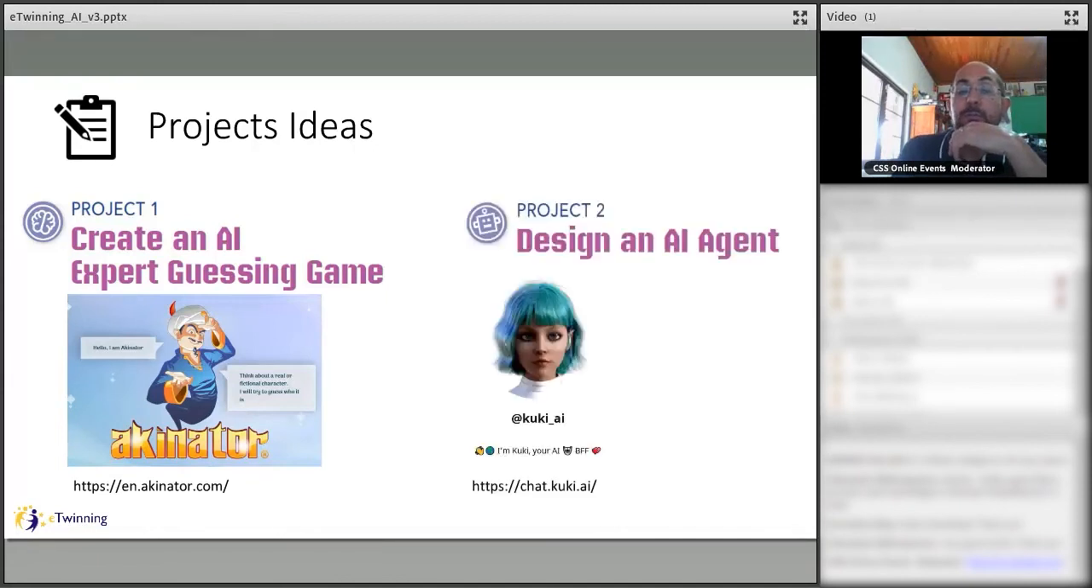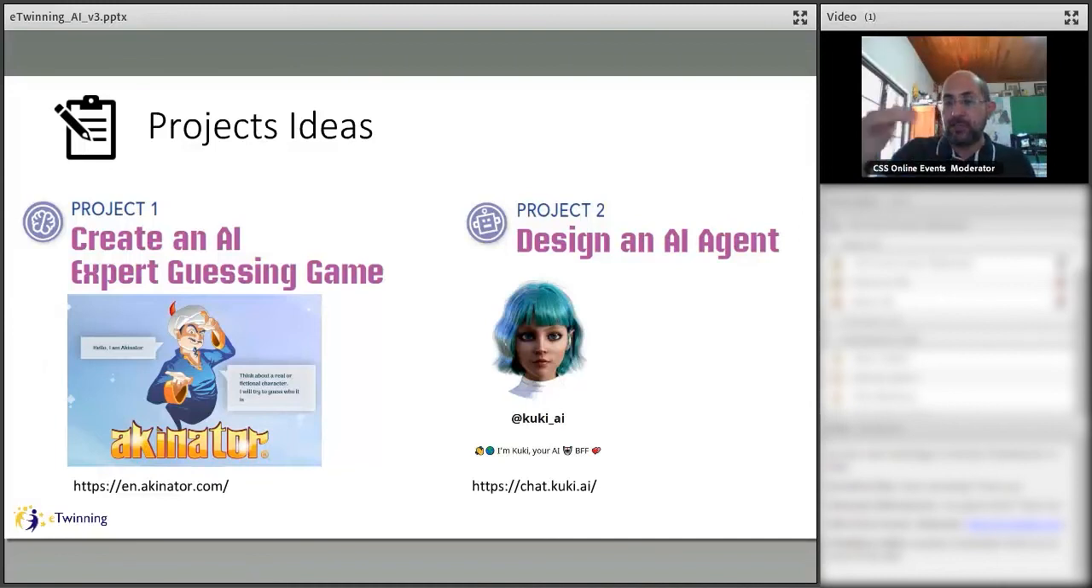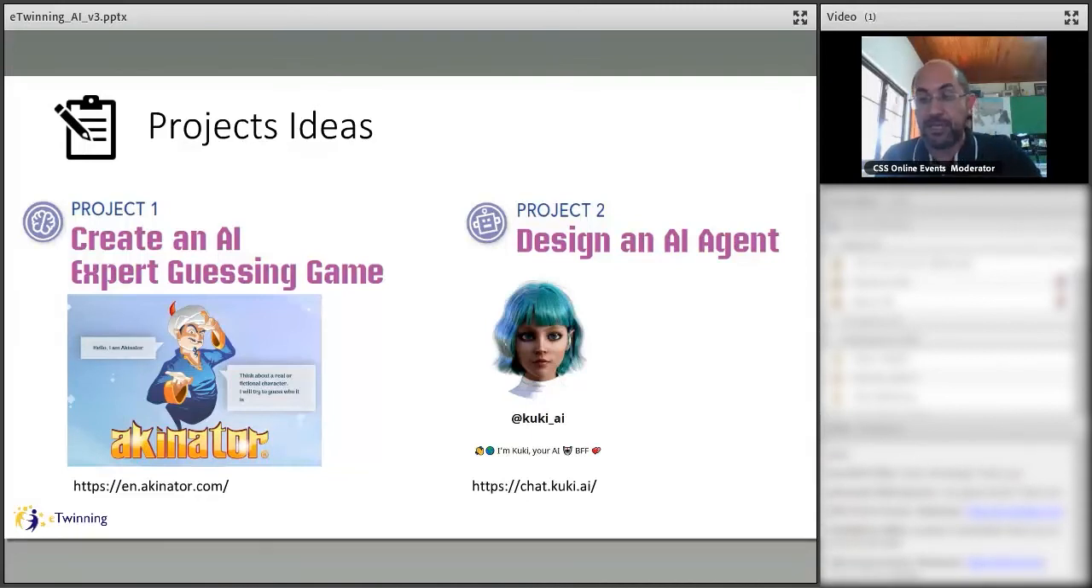Another one is to build, because we have some platforms like Machine Learning for Kids, as I was showing you, and so on. Design an AI agent, something that you can interact with. This could be on a very narrow topic, for example, to give advice about the COVID pandemic, or to give some information about the rules in your school. If you want your students to try some interaction with these chatbots, you can first ask them to try this chatbot. It's called Cookie. If you want to talk a little bit with Cookie, you can do this.